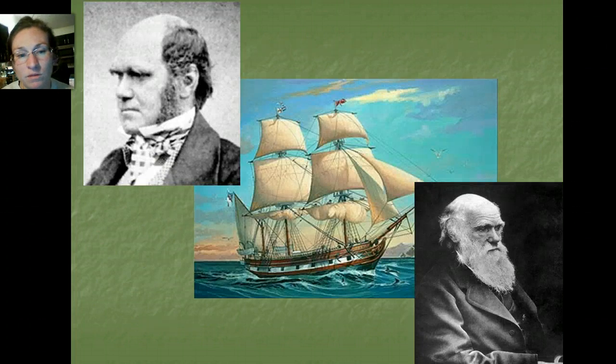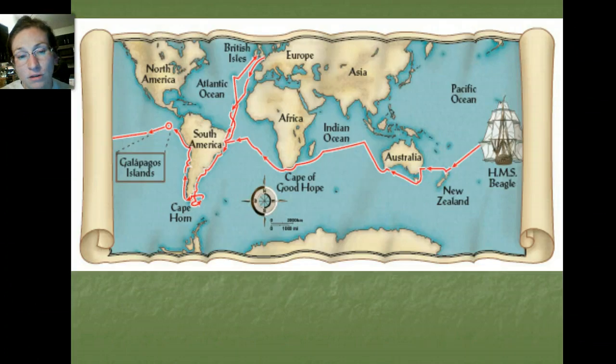Alright, here's a couple pictures of Darwin in his younger age, and older, and a painting of the HMS Beagle that he sailed on. I also have here the map that you saw in your reading guide that takes you through his voyage. Very long voyage. He had lots of time to take observations, notes, compare them to each other, and attempt to come up with a hypothesis of the diversity of life.